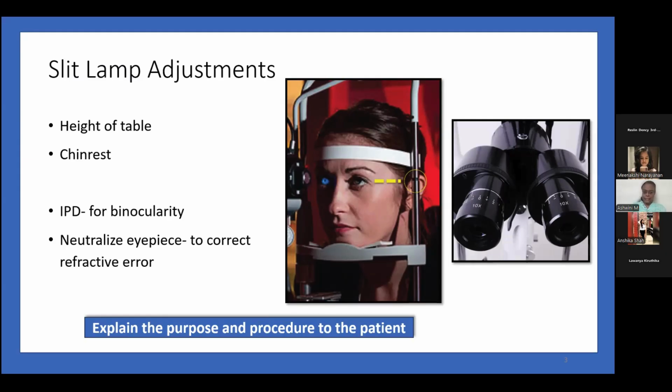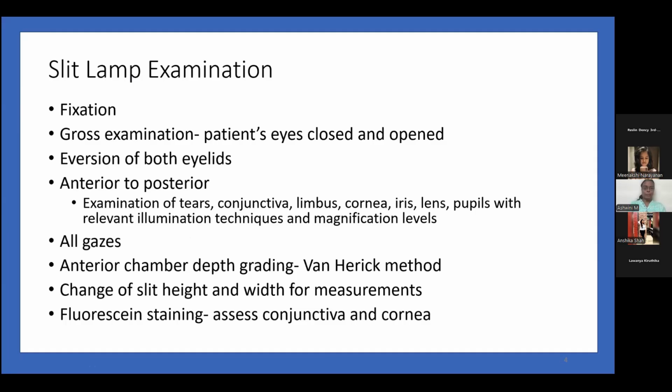So adjust the height of the table and the chin rest, making sure that the canthus coincides with the mark on the stand of the rest. We need to make sure that all these adjustments are done for the sake of the patient's comfort. Apart from that, for our sake, we have to change the IPD to ensure our binocularity and also neutralize the eyepiece so that we correct for the refractive error. I think these are very basic, which is very easily missed out by many of our students.